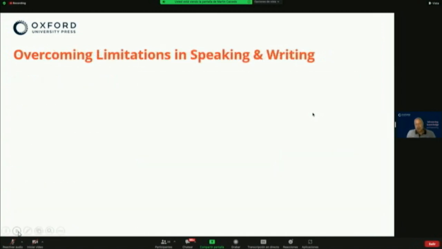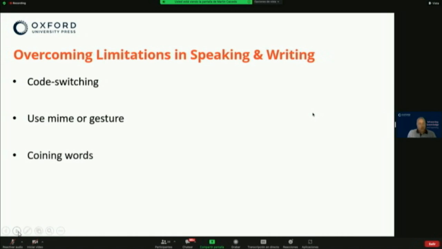And when it comes to overcoming limitations in speaking and writing, code switching is one. If I don't get a word, I don't know how to say it, let's switch it. And our job as teachers is to scaffold that process so that the next time they need to use that word in interaction, they know what the word is. And we apply all the other strategies: use mime or gesture, coining words, and using circumlocution or a synonym.